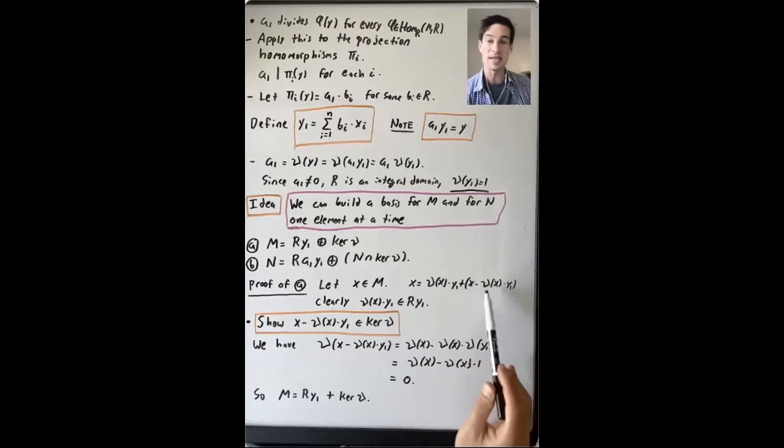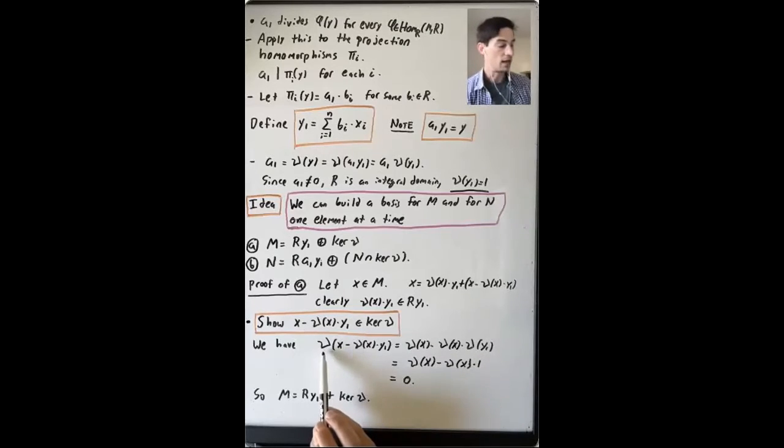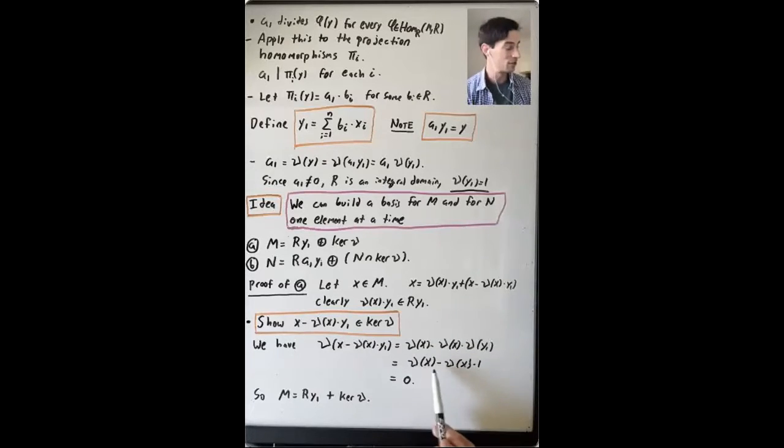So now we need this remaining thing that we're adding to be in the kernel of nu. And we're going to check that just by applying this R-module homomorphism and seeing what we get. Well, nu is an R-module homomorphism. So we get nu of x minus nu of x times y1. But it's an R-module homomorphism, so you can pull out this nu of x, and we get nu of x times nu of y1, which we know is 1. So this is nu of x minus nu of x times 1, which is 0.